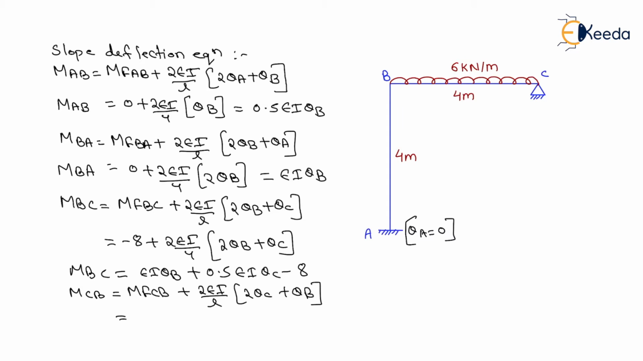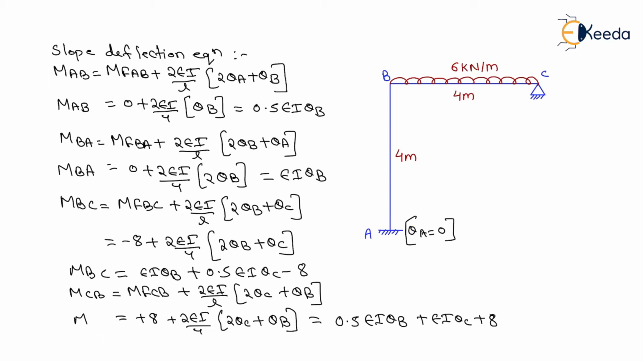Now MCB is equal to MFCB plus 2EI upon L into 2 theta C plus theta B, and delta is 0. Now putting the value of MCB as plus 8 plus 2EI by 4 into 2 theta C plus theta B, we will get this value as 0.5 EI theta B plus EI theta C plus 8. That will be the value of MCB.